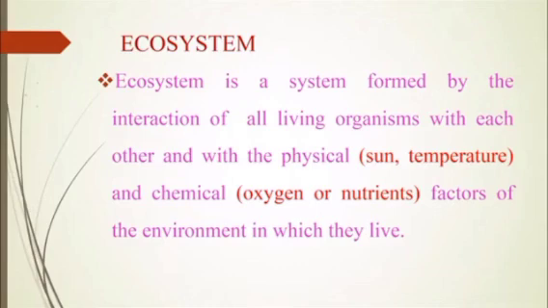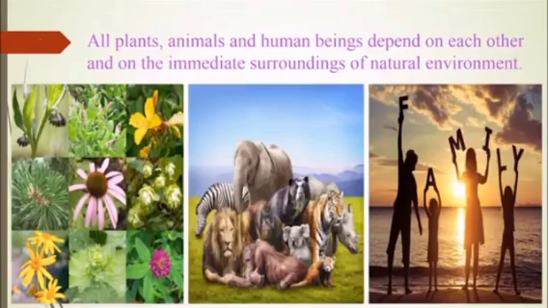An ecosystem is a community or group of living organisms that live in and interact with each other in a specific environment. All plants, animals and human beings depend on each other and on the immediate surroundings of natural environment. Here we can see the pictures of plants, animals and human beings.